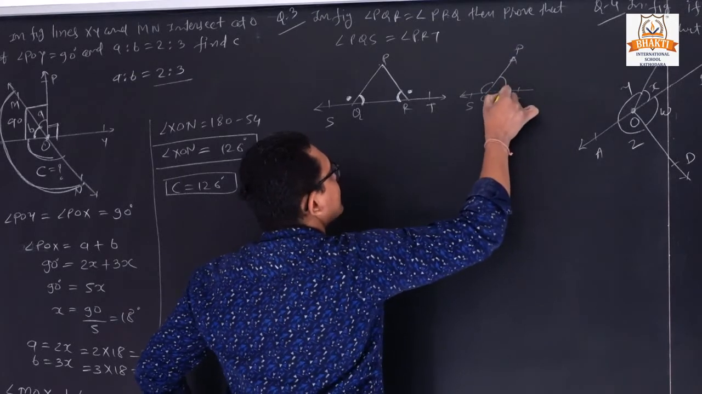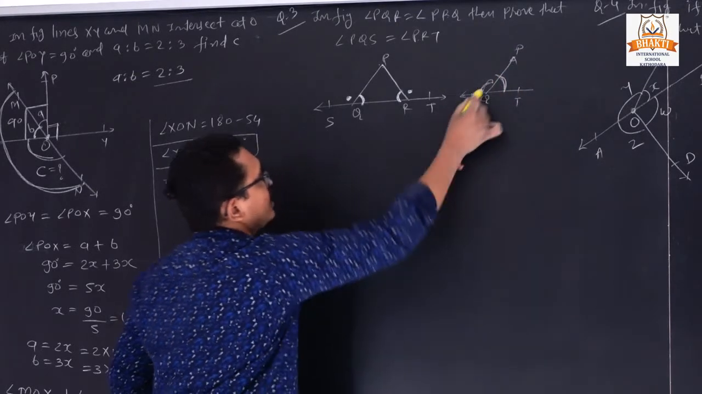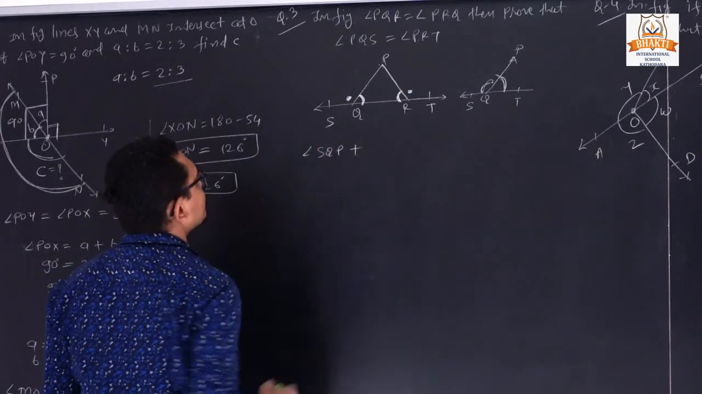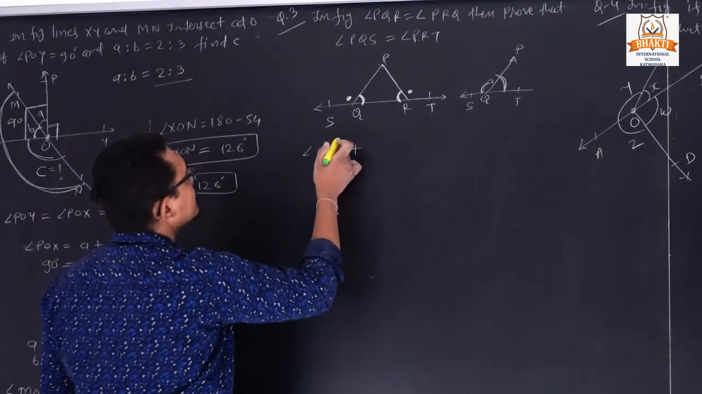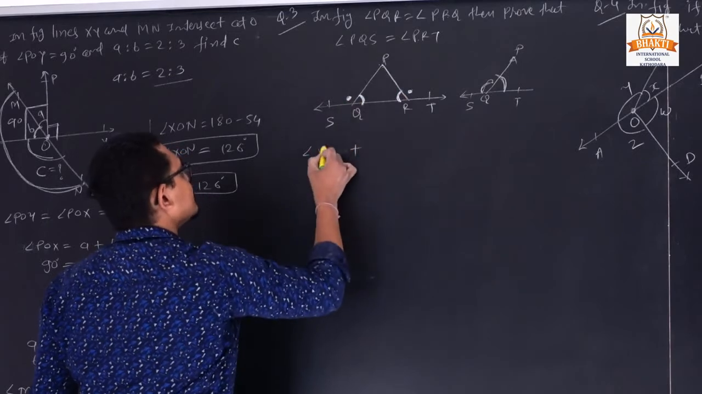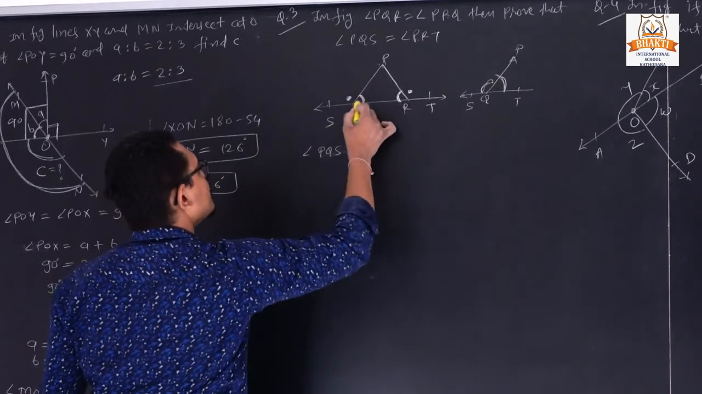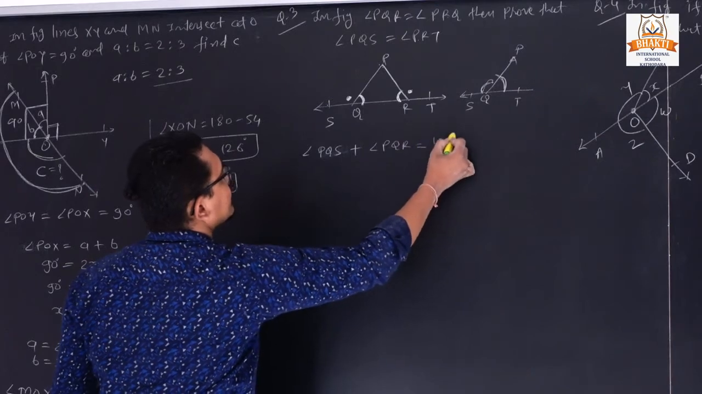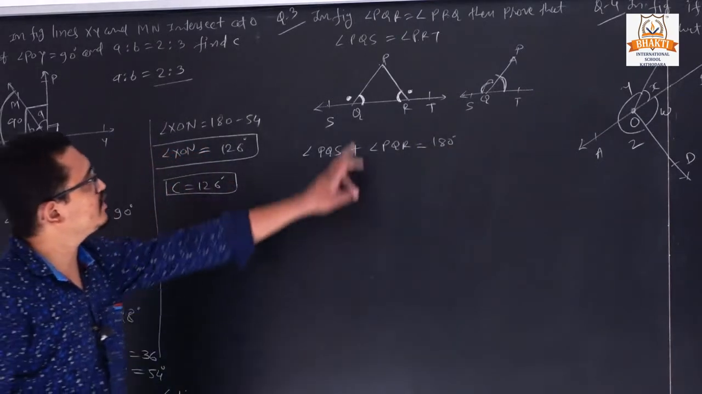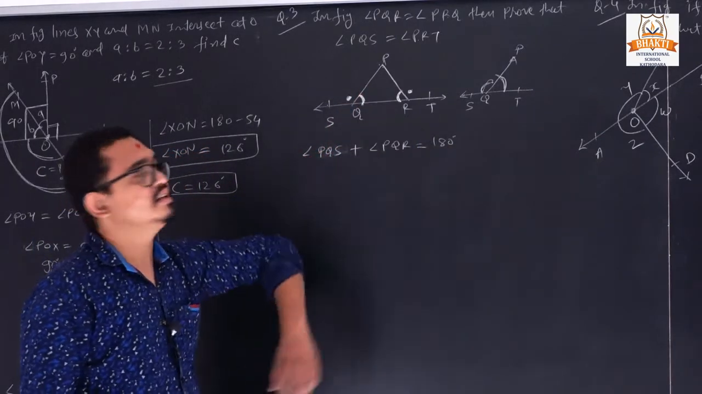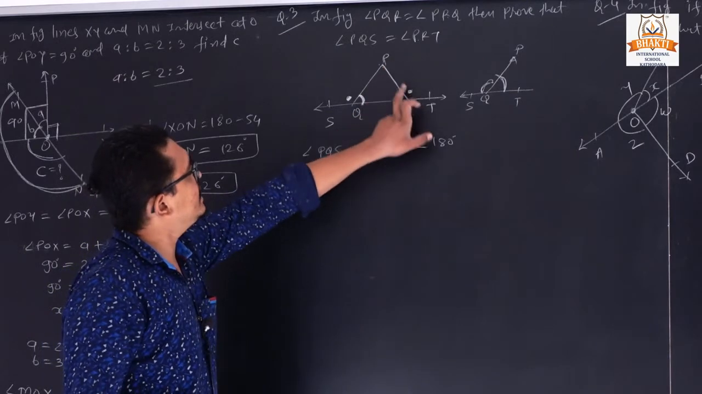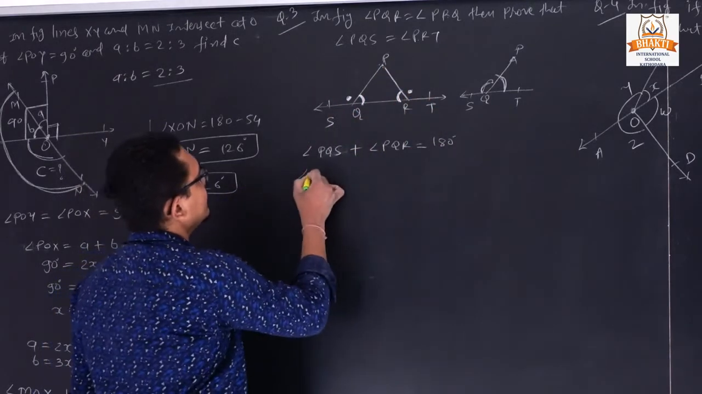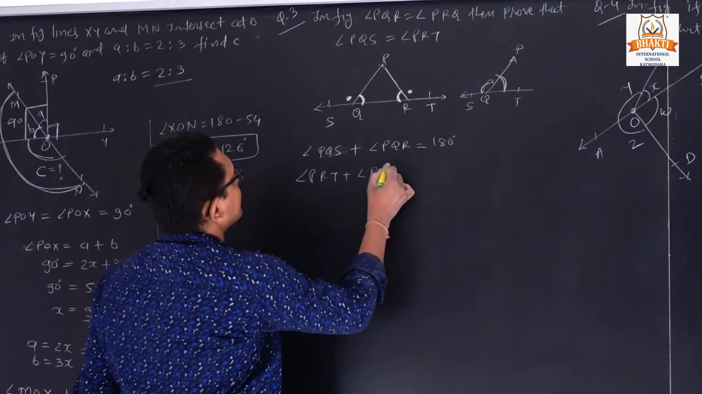So these are a linear pair. So angle PQS and PQR is equal to 180 degrees. Clear? Because it is a linear pair. Similarly, PRT and PRQ, once again a linear pair, PRT plus PRQ is equal to 180.